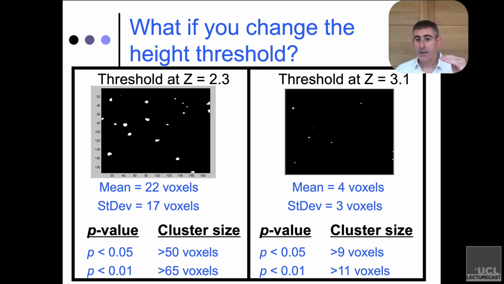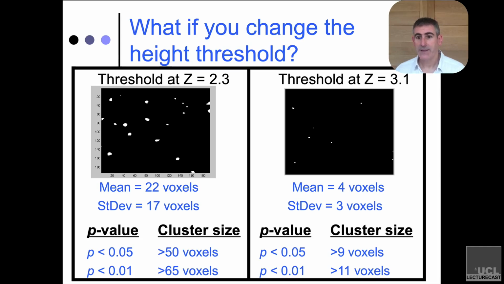That is to say, by raising the height threshold, now there are fewer things that are there by chance in terms of what's passing this threshold, and there's smaller little extents, which means that by raising that height threshold, you've increased sensitivity to smaller activations. Cluster thresholds have this weird counterintuitive behavior in that sense.